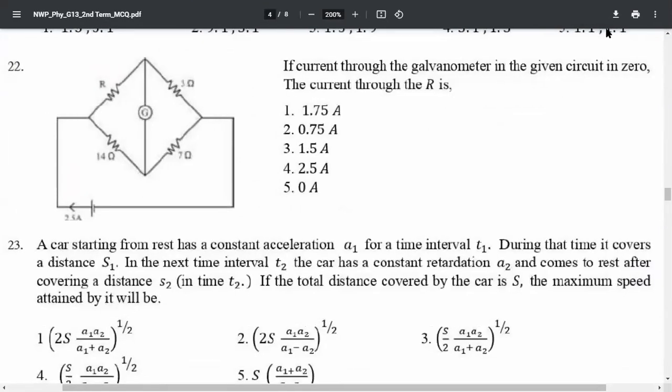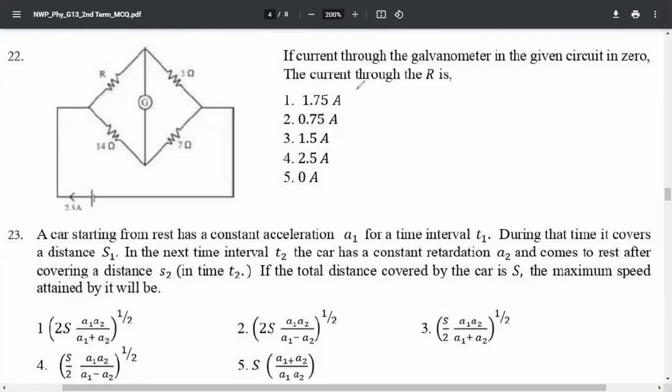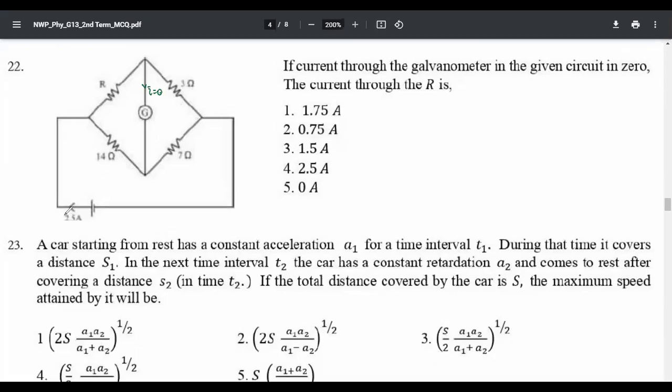If the current through the galvanometer in the circuit is 0, the current through R, right? Now current through the galvanometer is 0. So if the current through the galvanometer is 0, here it looks like 2.5 to me. 2.5 ampere, right? So 2.5 ampere current is going to come here.